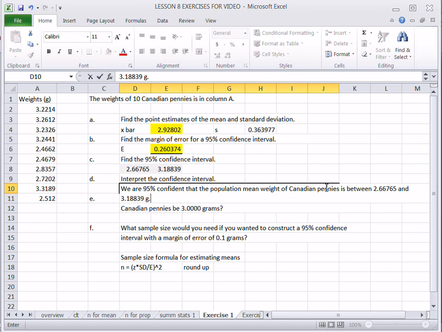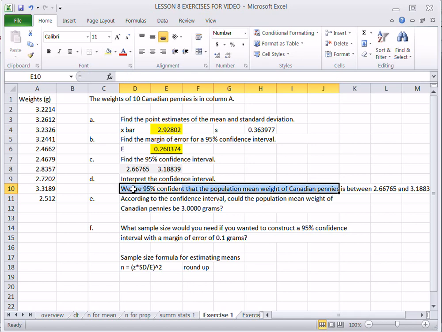The interpretation is a sentence that explains what those numbers are. So we had a left endpoint, 2.66765, a right endpoint, 3.18839, and these then mark the endpoints for the confidence interval estimate of the population mean. Now we did a 95% confidence interval, so that tells us how confident we are. It's like the probability. There's a 95% chance that the true population mean, nope, let's back up there.